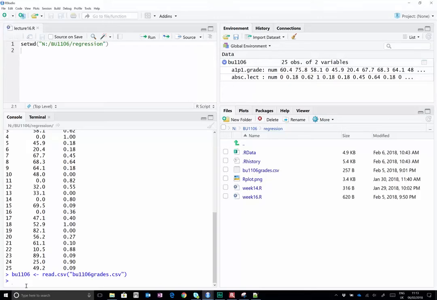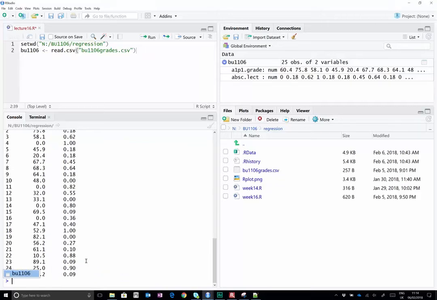Okay. So I want to look into BU1106. What do I type? I want to see here on the console what's in BU1106. Just BU1106. Yeah, yay. Let's copy this over, I might want it later. So BU1106. Here it is.